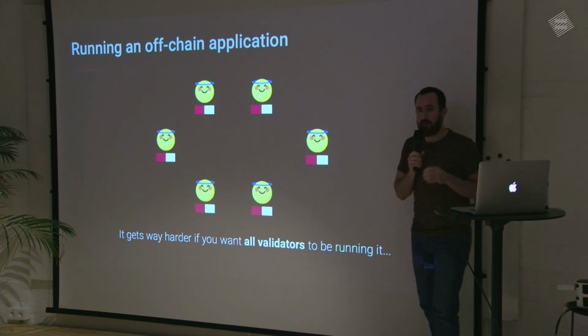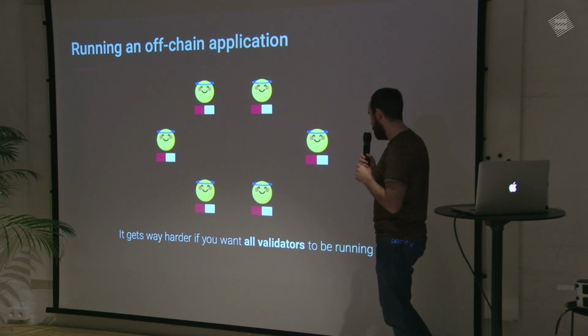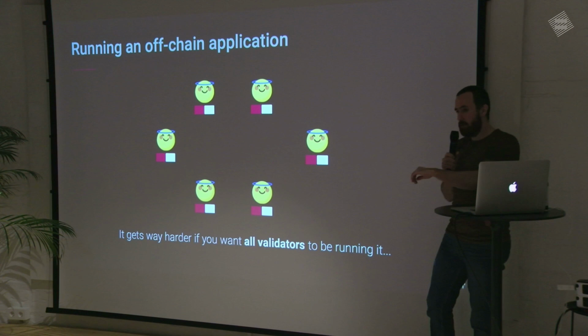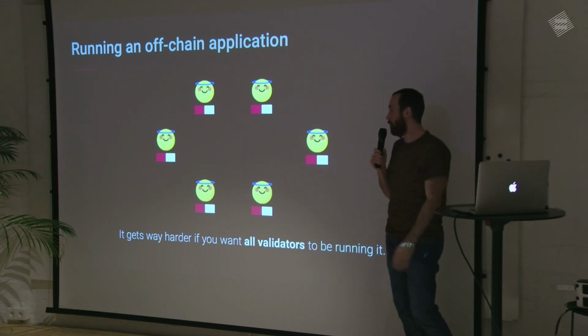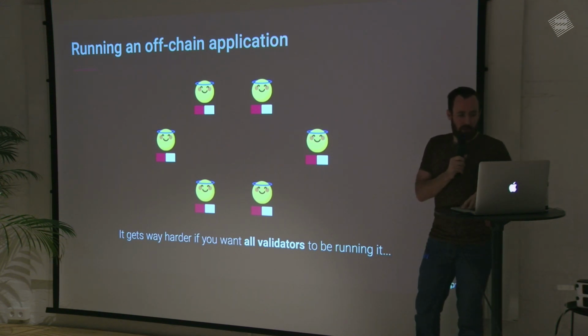Maybe you can build some incentivization scheme in your module so that people get rewarded for submitting this price. Then it might be a little bit easier. If you want all the validators to be running it, it's going to be pretty difficult, because you would need to go to each validator and convince them that it's worth running your off-chain application.